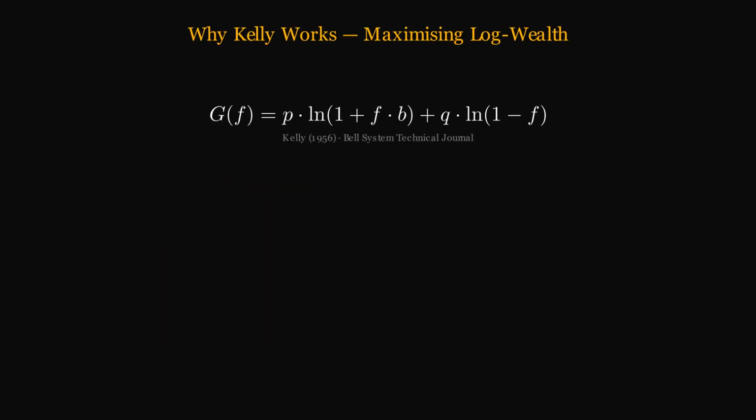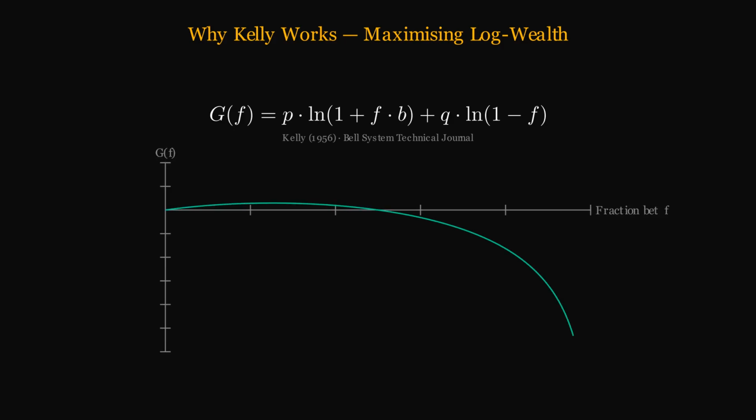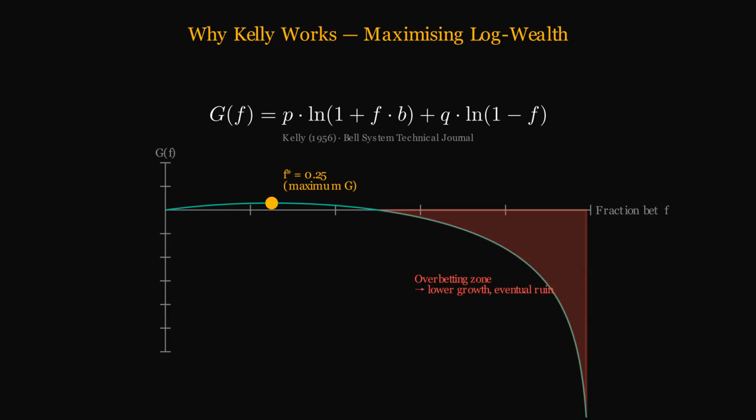Kelly maximizes the geometric mean, the expected value of the logarithm of wealth. G of f equals p times log of (1 plus f b), plus q times log of (1 minus f). Maximize G over f. The solution is f star at 25%. Notice, G rises to a peak at Kelly, then falls steeply. Betting more than f star produces lower geometric growth. Paradoxically, overbetting makes you grow slower and eventually go to zero. This is the Kelly trap: a winning strategy played at twice Kelly will eventually ruin you.